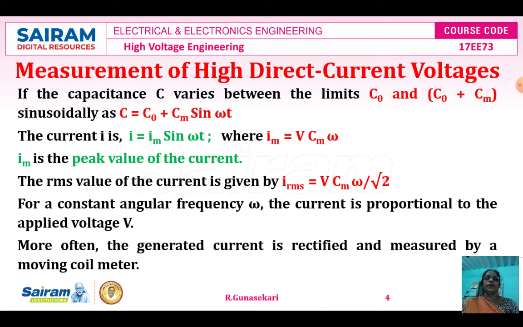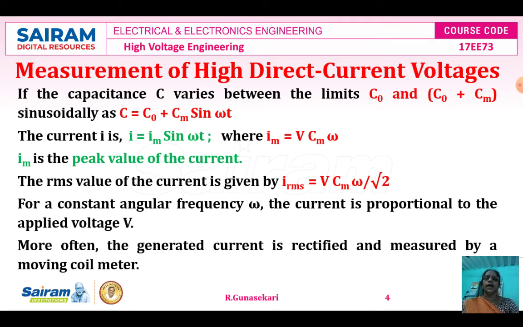The formula for Im, the maximum or peak value of current, is V Cm ω. ω is the angular frequency, V is the source voltage, and Cm is the maximum value of the capacitance C. The RMS value of the current is given by I RMS = Im divided by root 2, that is, the peak value of the current divided by root 2. Therefore, I RMS = V Cm ω divided by root 2.